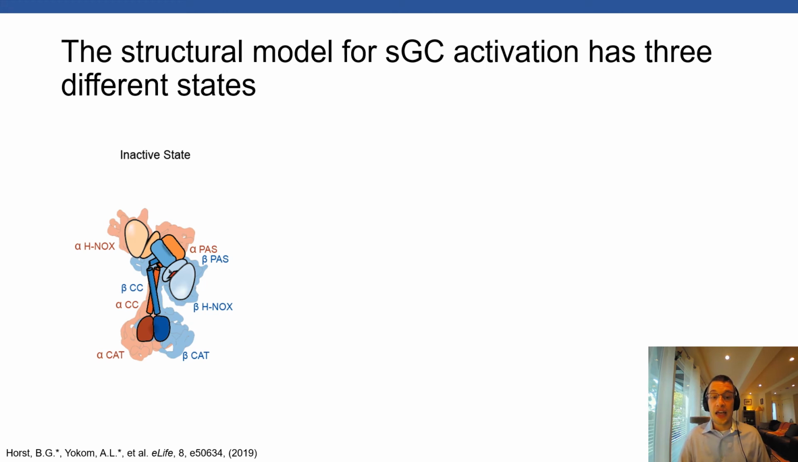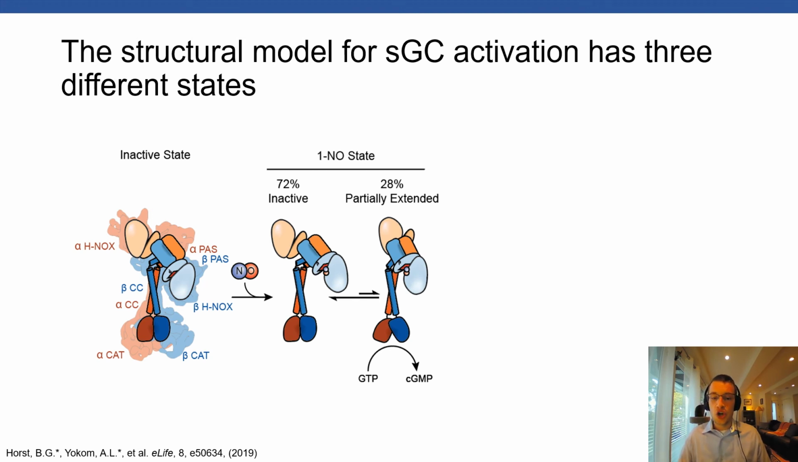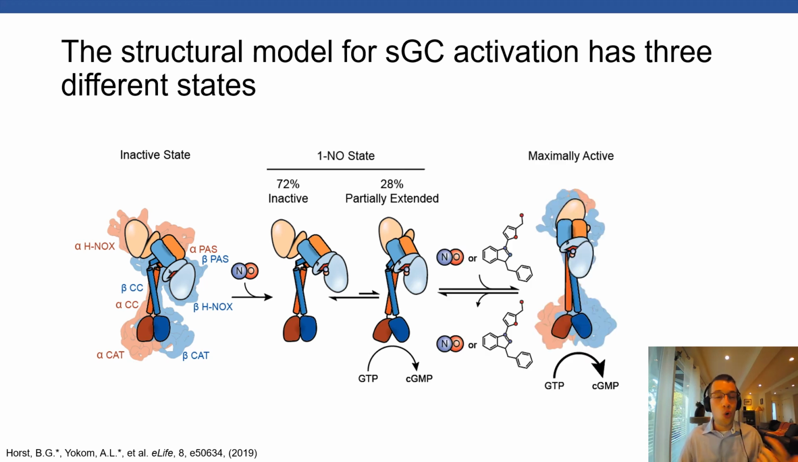Thus, we have a structural model for sGC activation, and this has three distinct states. In the inactive state of sGC, we have a compact particle. When you add the first NO, we see that minimally active state, and we think this is because there is a conformational equilibrium between 72% inactive and 28% partially extended, and it's the partially extended portion that is giving the small amount of activity. Then, if you add XSNO or YC-1, you get a maximally active, fully extended particle of sGC. That's responsible for the activation of this signaling pathway.